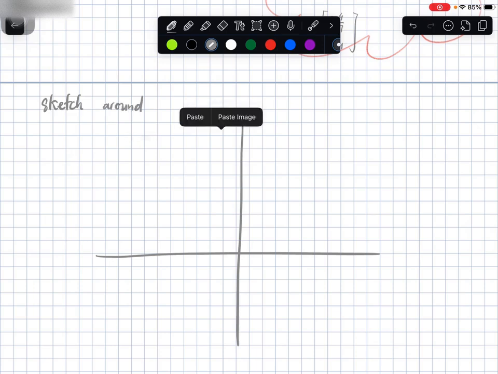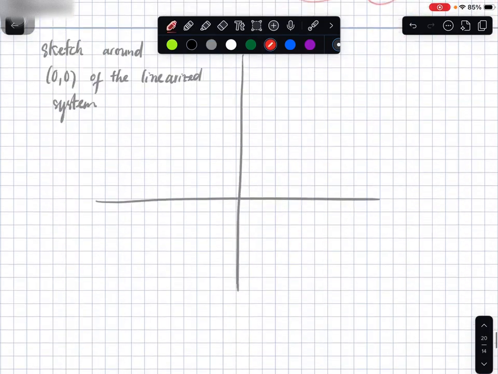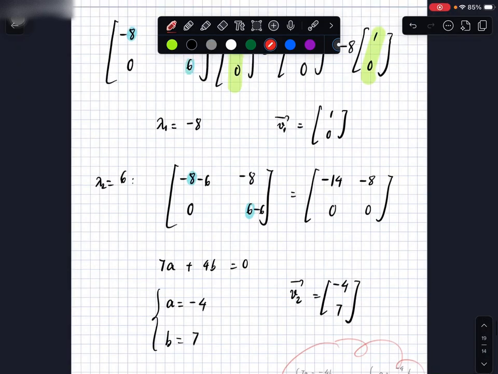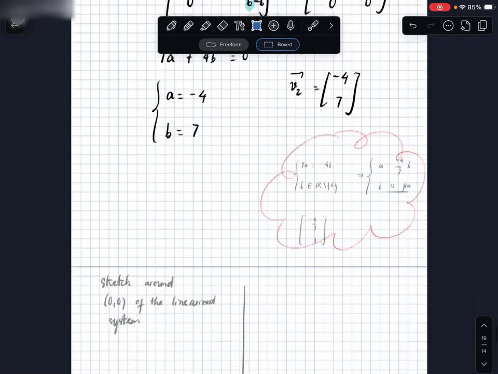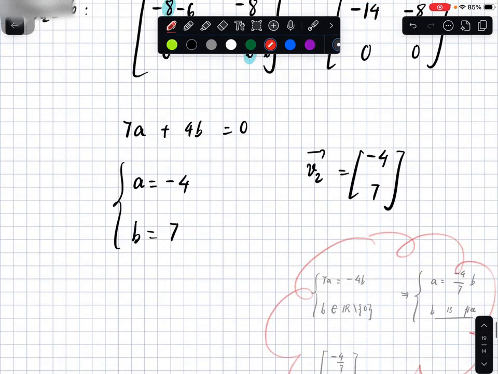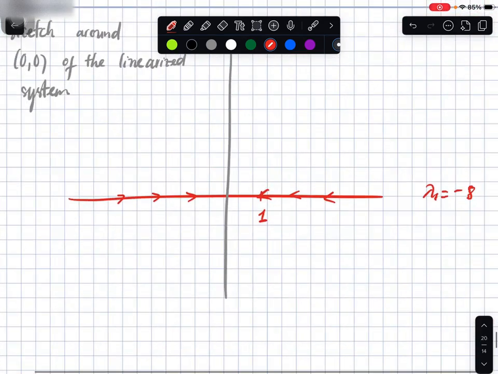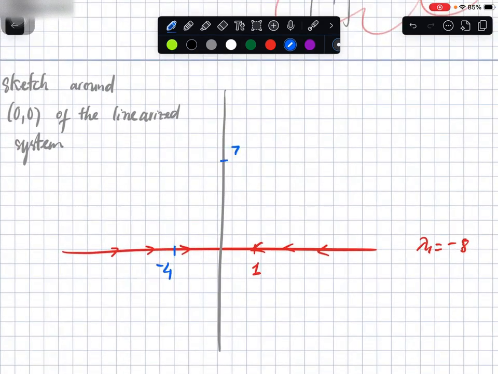Around (0, 0) of the linearized system, what is this? (1, 0) is here. This gives us the x-axis. (1, 0) will correspond to minus 8, so everything goes inward. The second one would be (-4, 7). Let's say minus 4 is here, and 7 is here. (-4, 7) will give us this line.